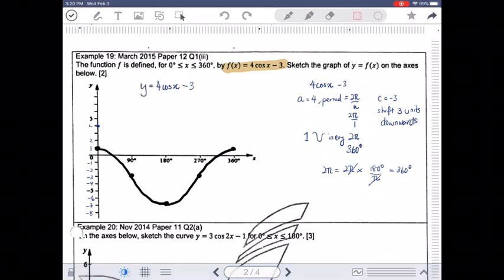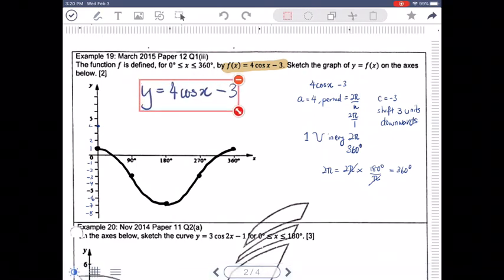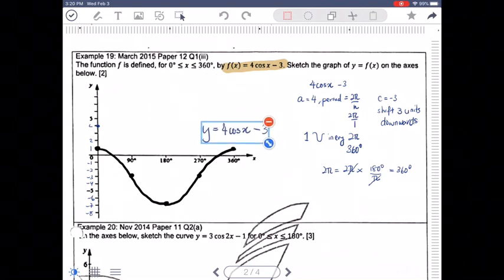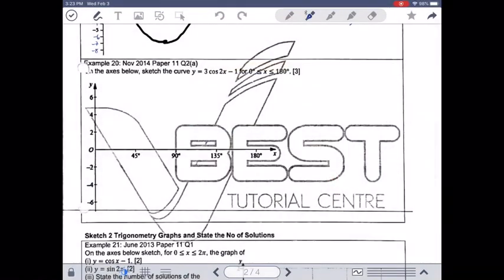So this is just the graph of 4 cos x minus 3. Okay, done. Now let's have a look at the next example. On the axis below, sketch the curve y equals 3 cos 2x minus 1 for x from 0 until 180 degrees.